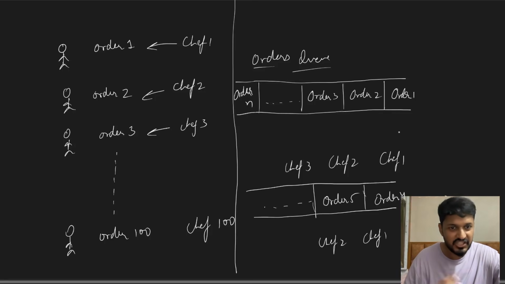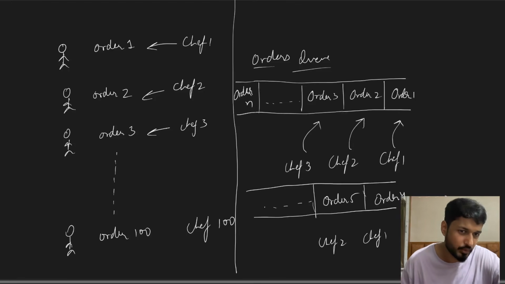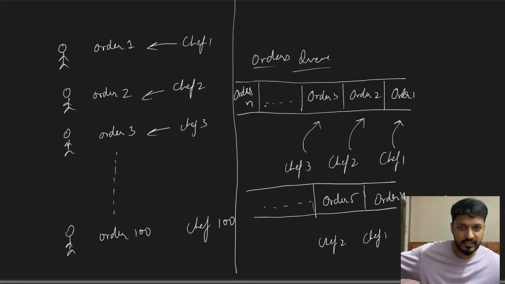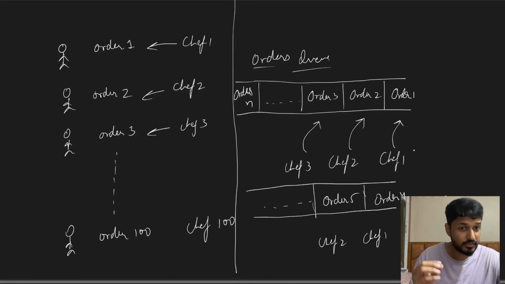So initially, suppose chef 1 is free, so chef 1 takes the first order, chef 2 takes the second order, and chef 3 takes the third order, right? And post that, order 4, order 5, and n number of orders are queued in this particular order queue. As soon as chef 1 finishes order 1, it goes ahead and picks another order from the order queue, which is order number 4, right?